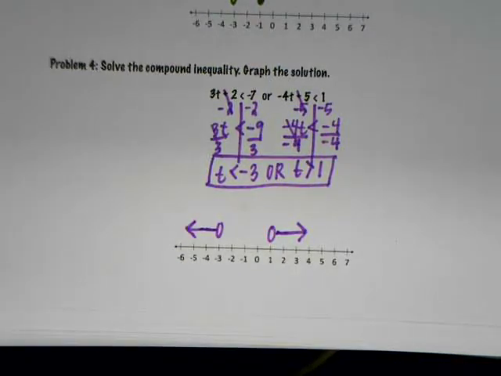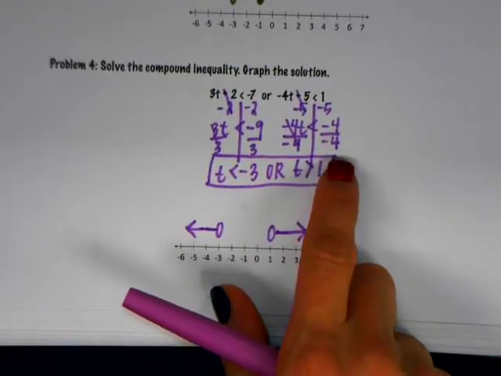Got it? Why is it switch? Because we divided by a negative. Oh.